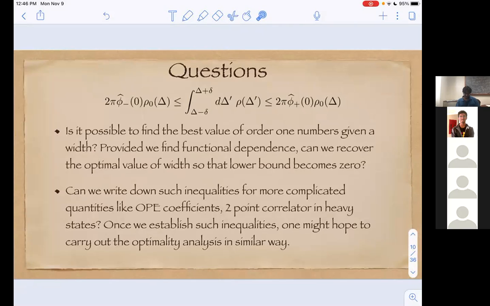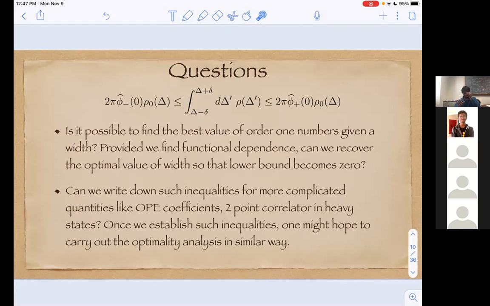So as I was saying, at this point there were basically two open questions. Is it possible to find out the best value of these order one numbers, phi minus and phi plus, given a little delta? And suppose we find a functional dependence of phi minus and phi plus on little delta. Can we recover the optimal value of the width so that the lower bound becomes 0?